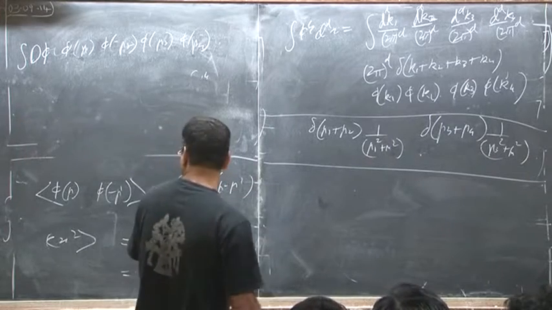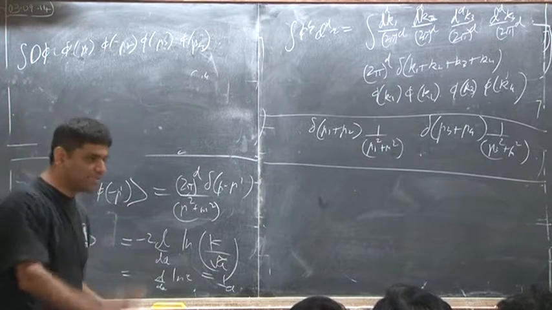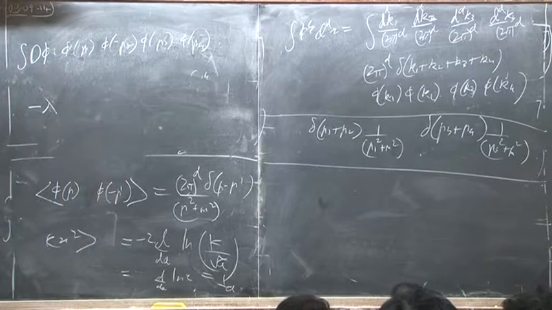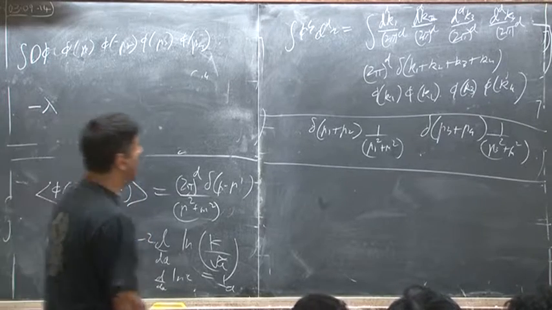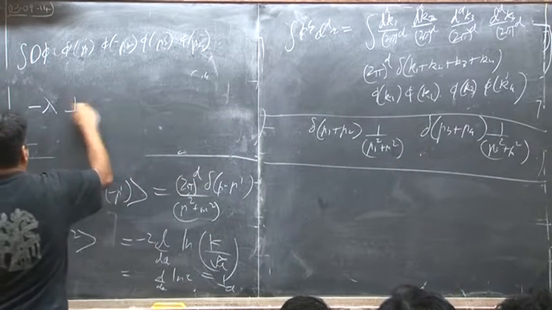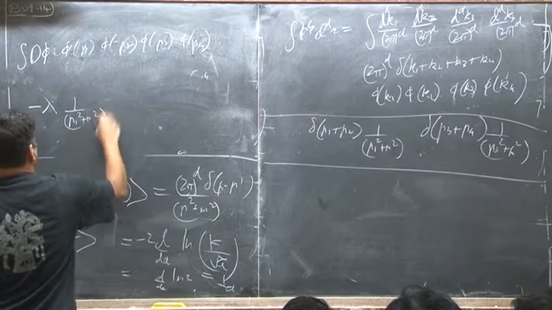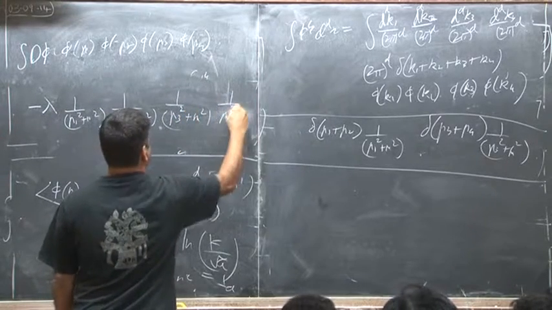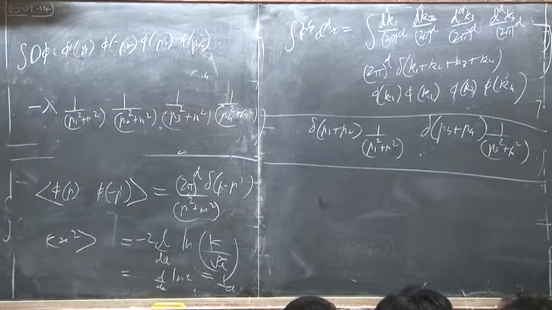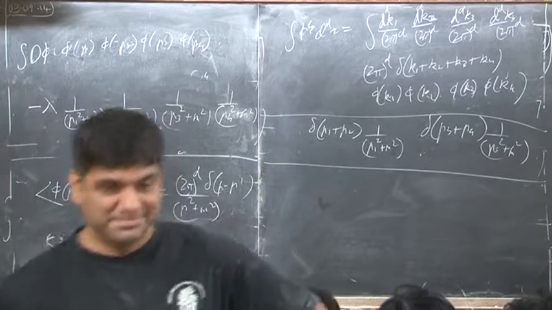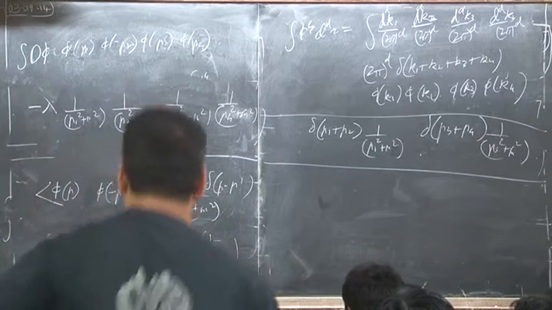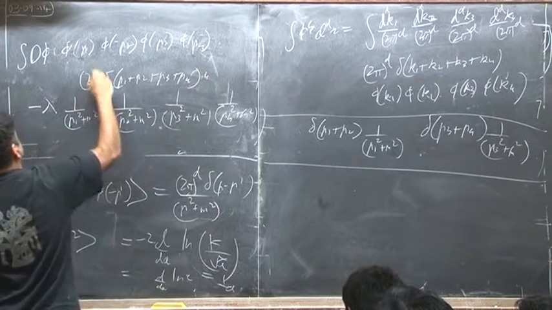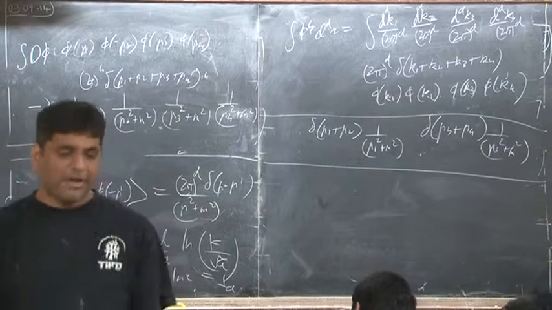There was a 1 over 4 factorial in our action. I rubbed that out, but you have the notes. The 4 factorial cancels the 1 over 4 factorial. This is the reason I wrote the 1 over 4 factorial. What's left over is a sign of minus lambda. And then what we get is 1 over p1 squared plus m squared, and so on. And that's it. And the delta function is here. Yes, thank you.